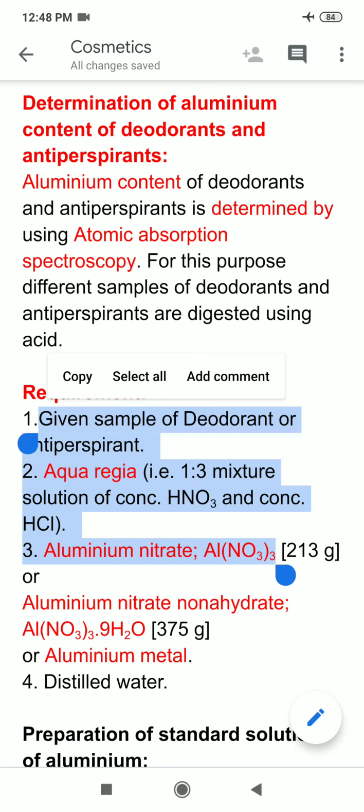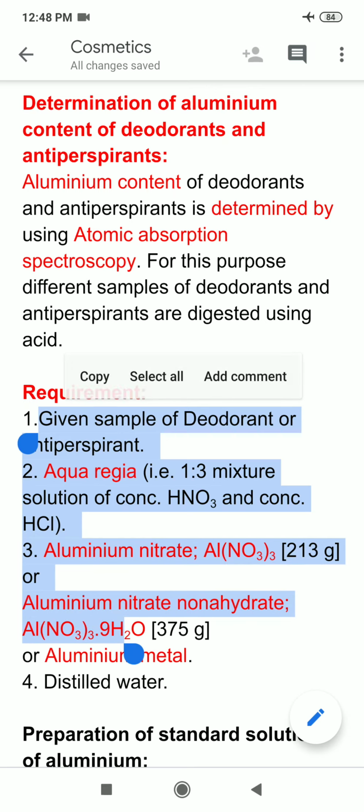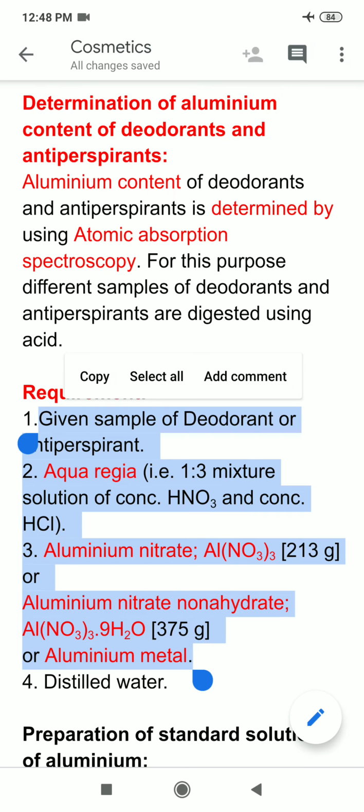Aluminium nitrate, we can use anhydrous aluminium nitrate or aluminium nitrate monohydrate, or we can use aluminium metal for preparing a standard solution of aluminium, and we require distilled water.